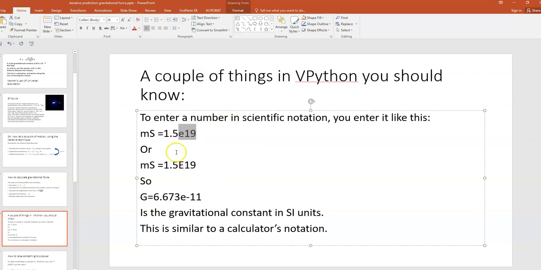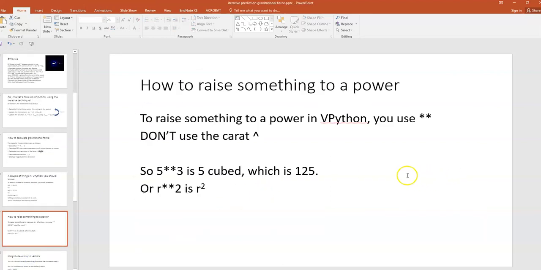And it doesn't matter if you use a capital E or a lowercase e for that. Either one will work. So we would also enter our gravitational constant this way, 6.673e-11, and VPython understands that to be 6.673 times 10 to the minus 11. Okay? We're going to have to do the magnitude of r squared here.